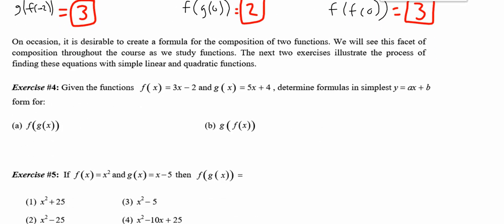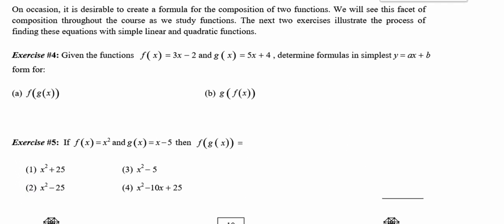All right, so let's look at the next one. On occasions, it is desirable to create a formula for the composition of two functions. We will see this facet of compositions throughout the course as we study functions. The next two exercises illustrate the process of finding these equations with simple linear and quadratic functions. Example 4 says, given the function f of x equals 3x minus 2 and g of x equals 5x plus 4, determine formulas in simplest y equals ax plus b form for the following.